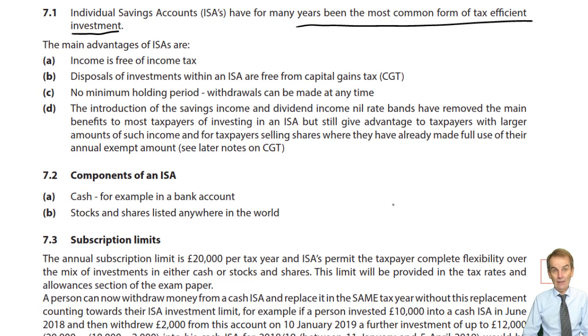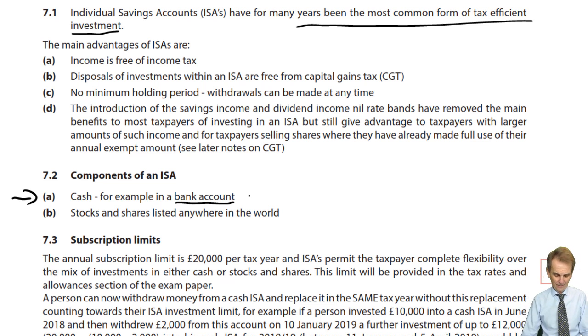Two main forms of income will derive from an individual savings account. They are interest income based on, usually as here, cash deposits made, usually in a bank, paying interest thereon. The interest from that ISA is exempt from income tax. This is the point, tax-efficient investment, income from your ISA is exempt.